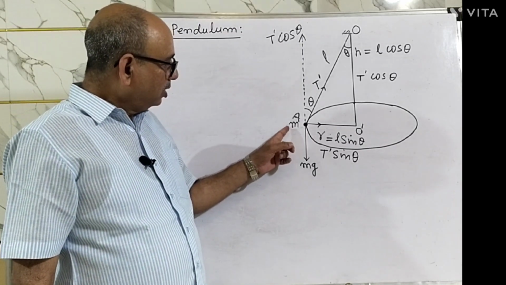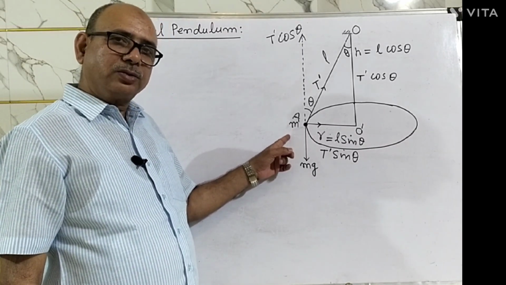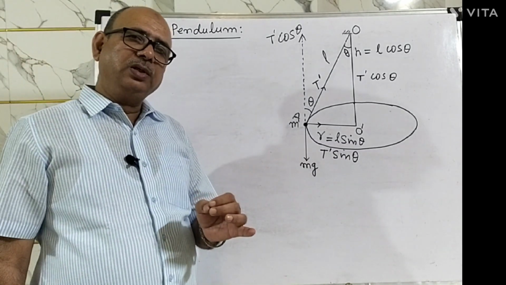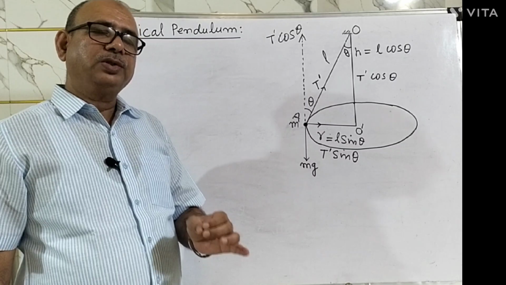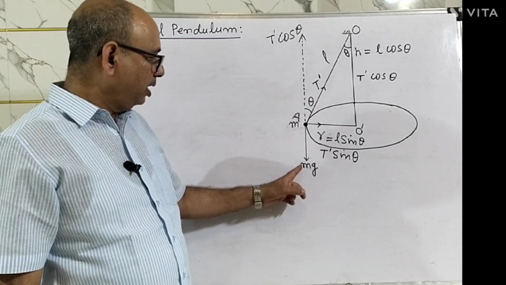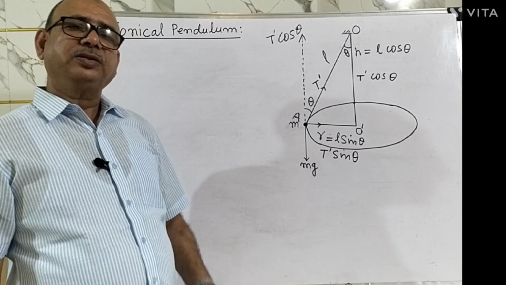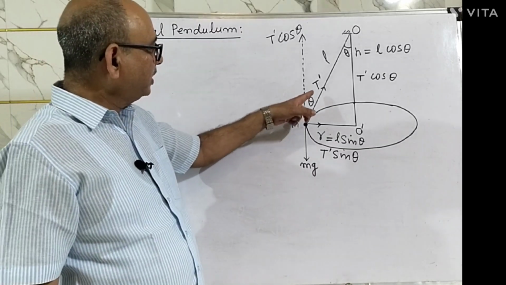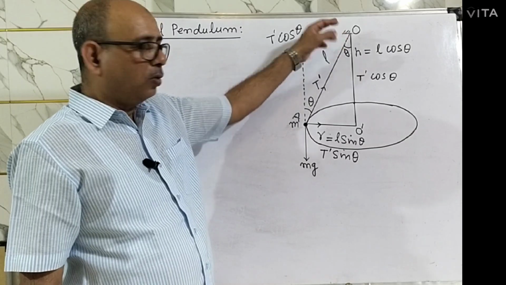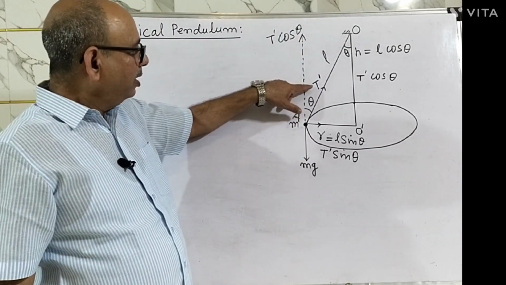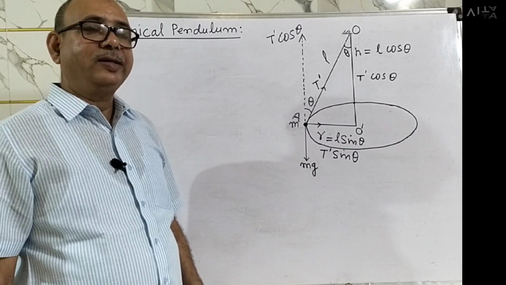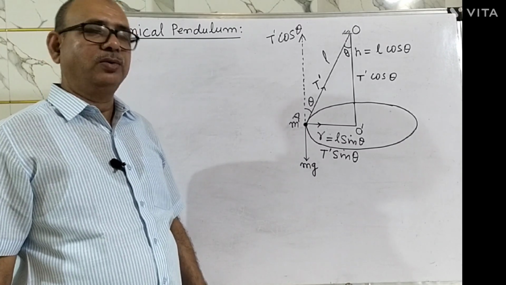Two forces act on the mass of the bob. The first force is the gravitational force, which is vertically downward and its value is mg. And the second force is due to the tension in the string, which is towards the fixed end O. Here I have taken tension in the string as T dash because I will take T as the time period of the pendulum.